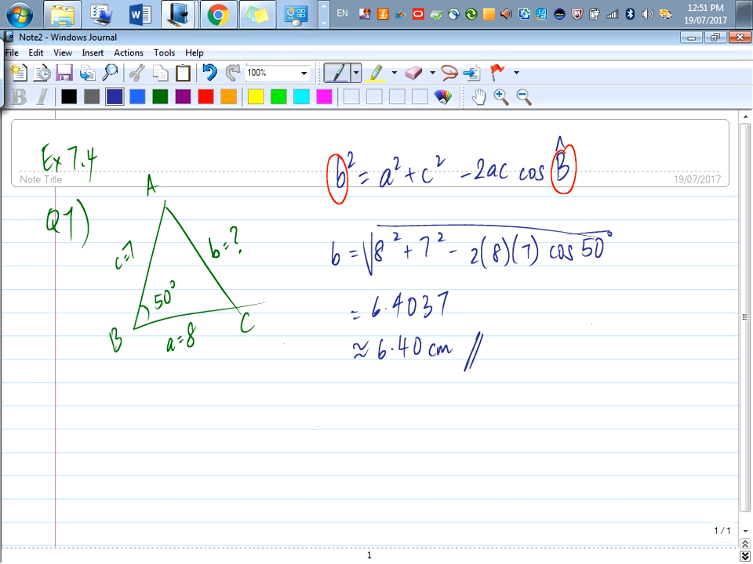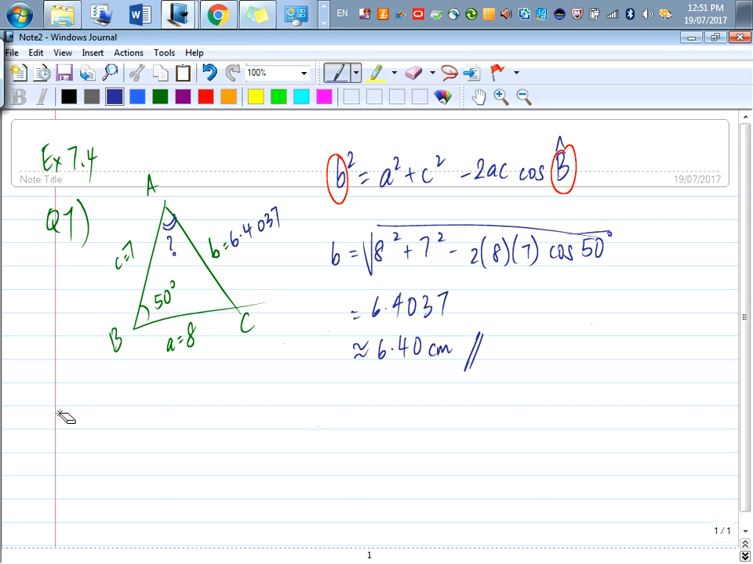And next, I want to find angle BAC. B, I've already found it. This is 6.4037. From this point onwards, I should hear different suggestions on how to find angle BAC.